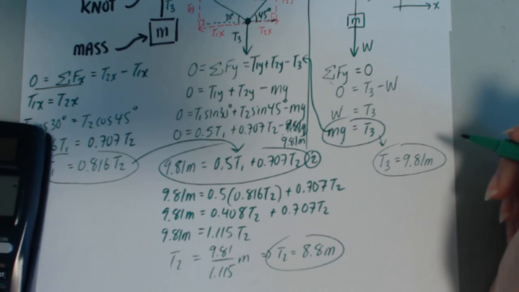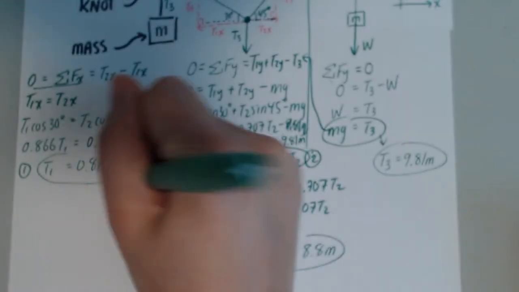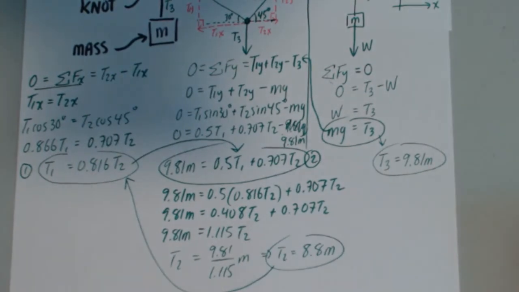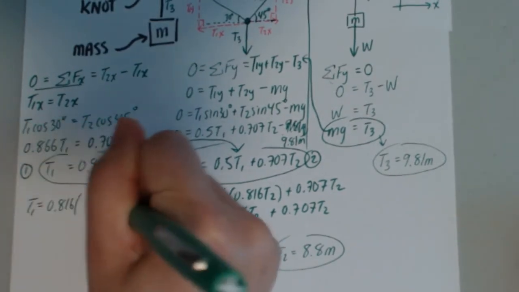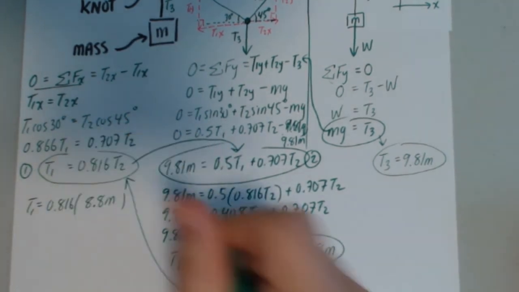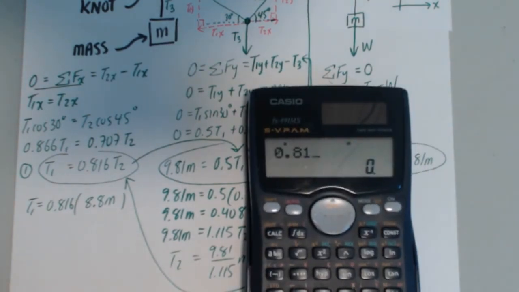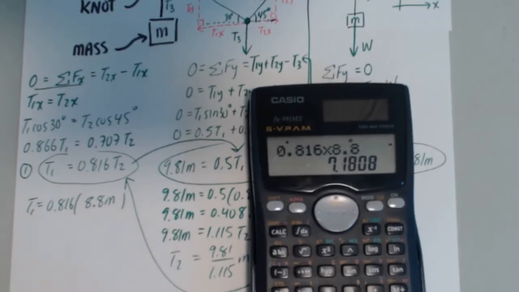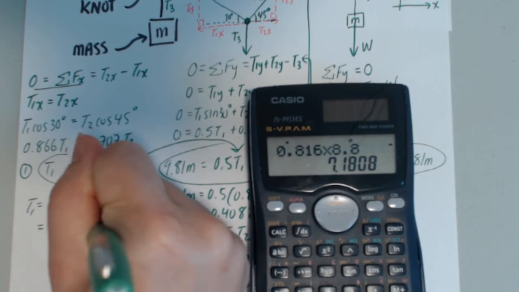So all that's left for us to do is find the first tension force, and that is right here. So now that we have found T2, I can plug that back in over here and find T1. So T1 is equal to 0.816 times T2, which is 8.8 m. So 0.816 times 8.8, 7.1808 m.